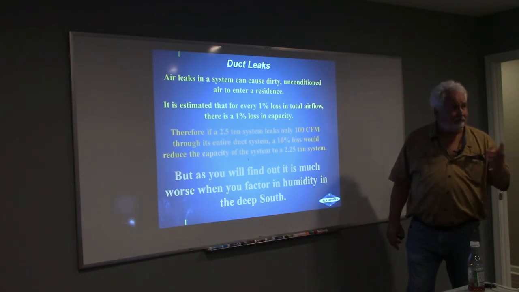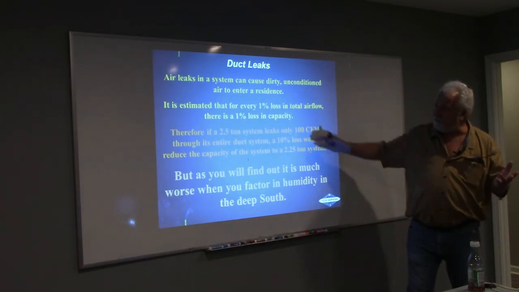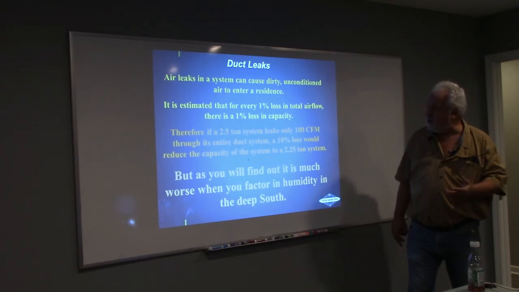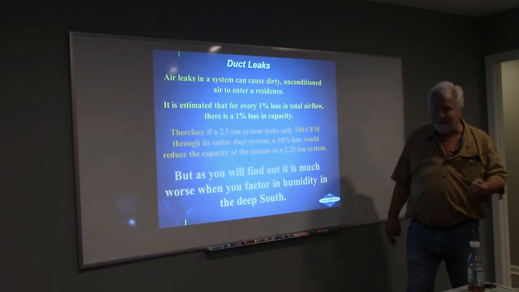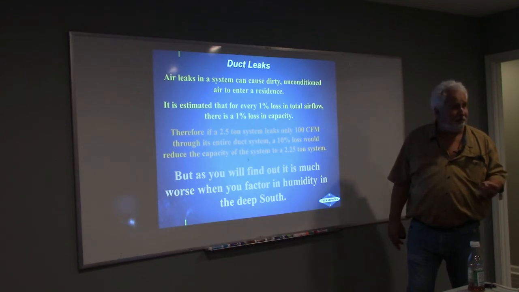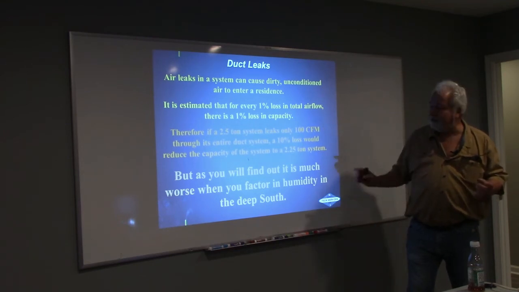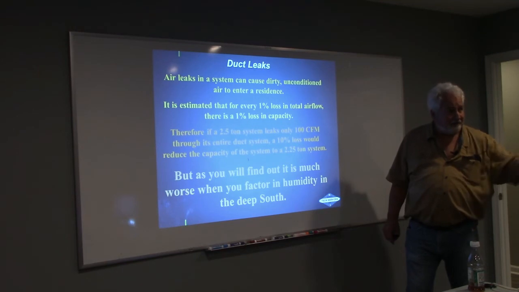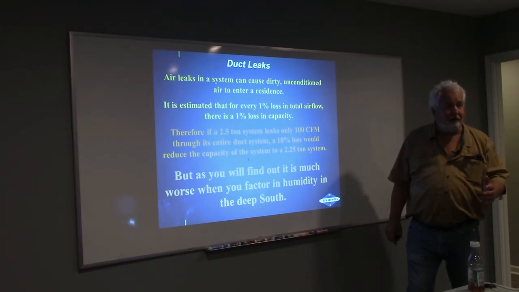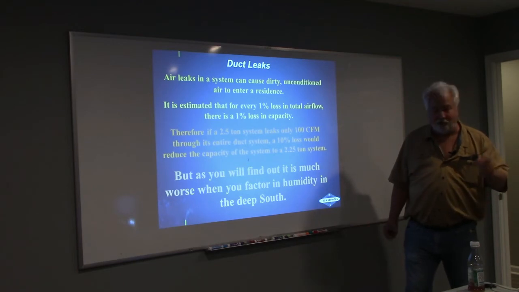Okay, so 1%, 1%, that works out. So therefore, if you have a 2.5 ton system and it only leaks 100 CFM, that 2.5 ton system just turned into a 2.25 ton system. But as you'll find out, it's worse than that, because as I leak that air out, I suck air in. And in Louisiana, it's hot and humid air.